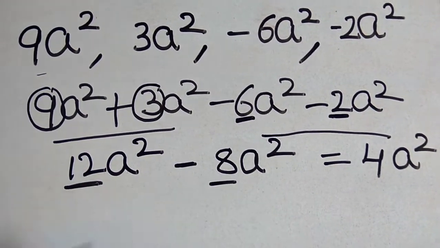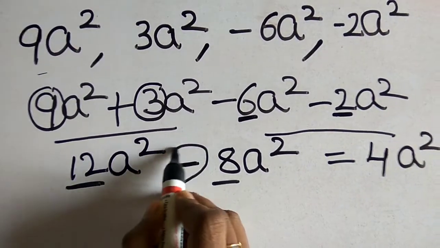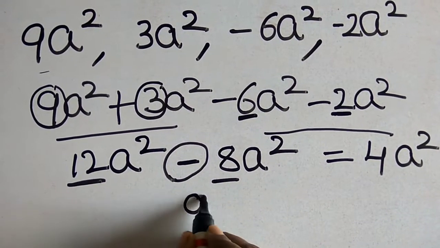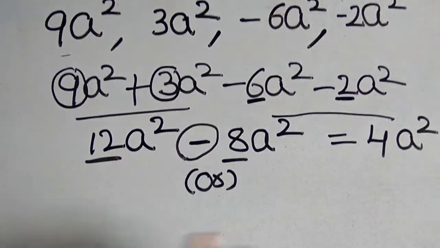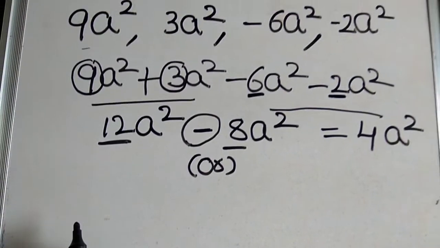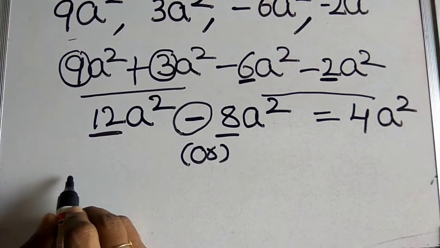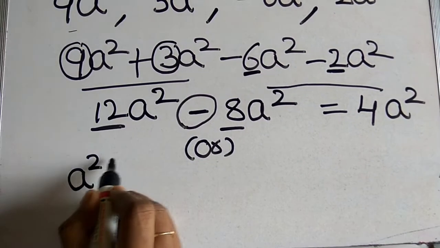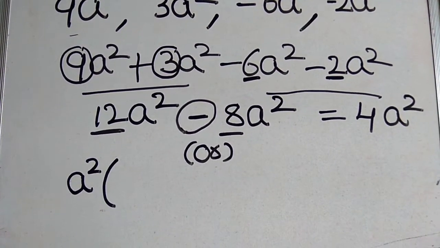So always check the numbers and then go for the variables. And don't forget the sign over there. Or also you can do it taking a square common from all the terms. So here we have 4 terms, so I am taking a square common from these terms.